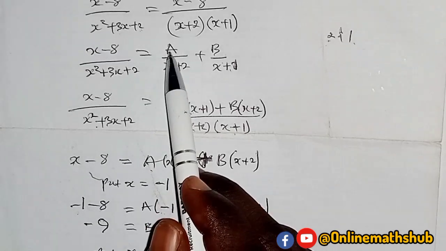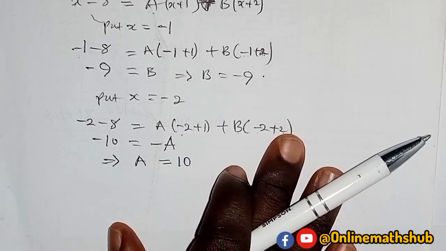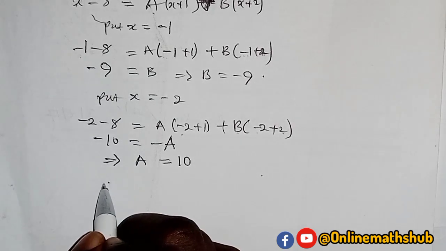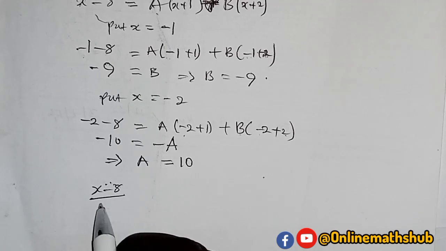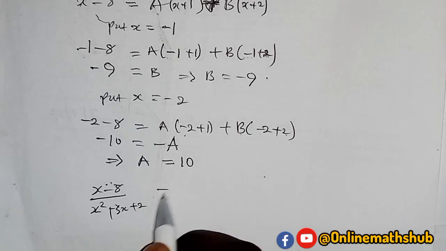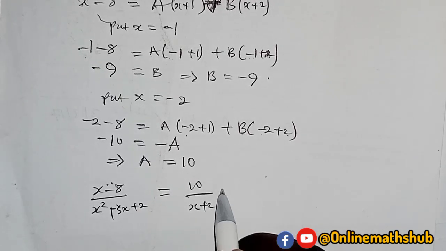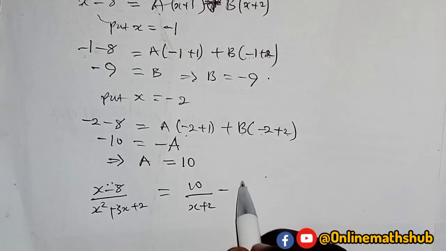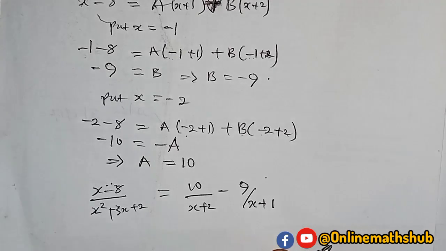Having gotten all of these, I can now come over to where I split the fraction and substitute the values of A and B. So my fraction is now (x - 8) divided by (x squared + 3x + 2) equal to 10 over (x + 2), minus 9 over (x + 1).